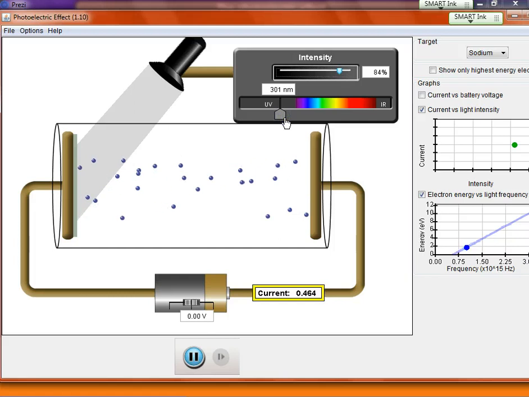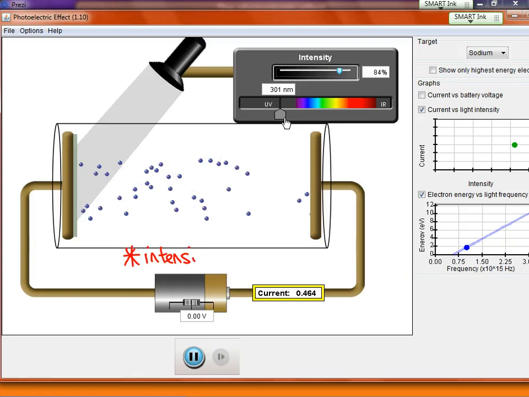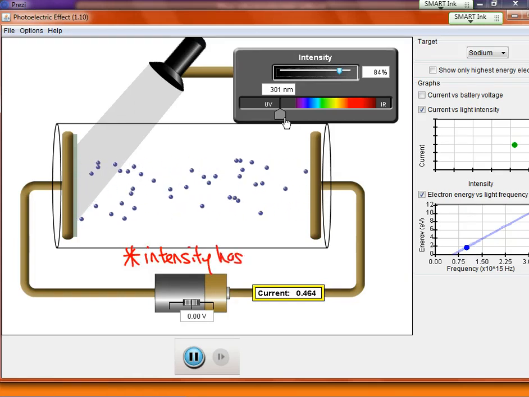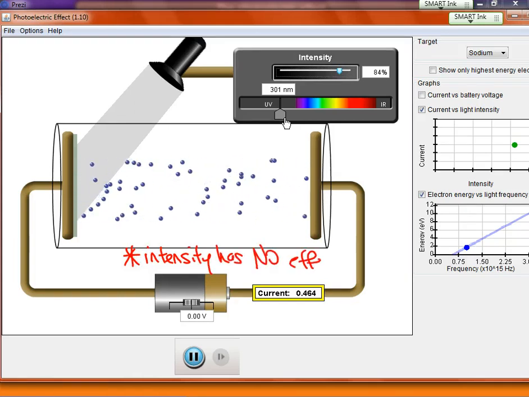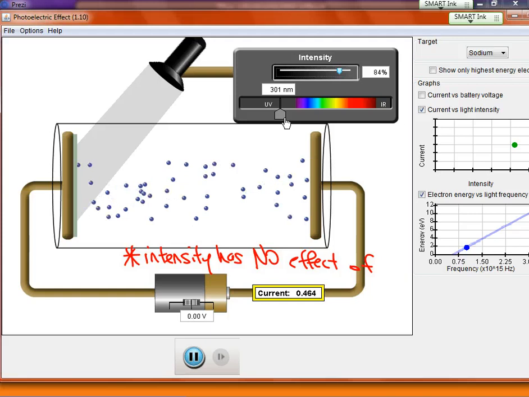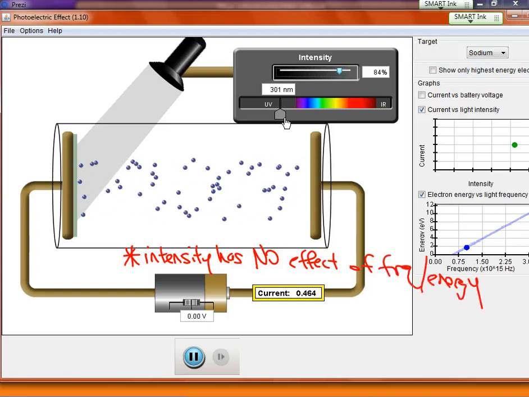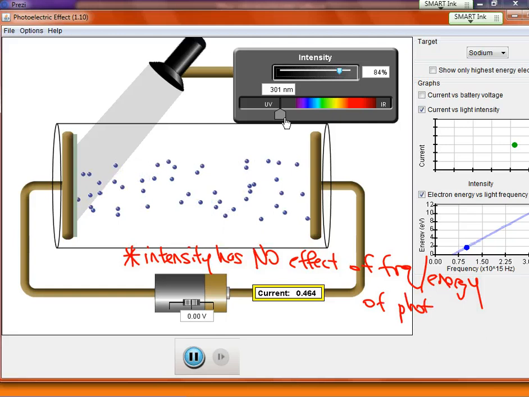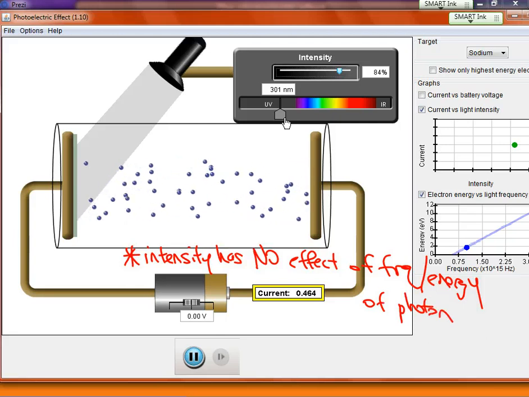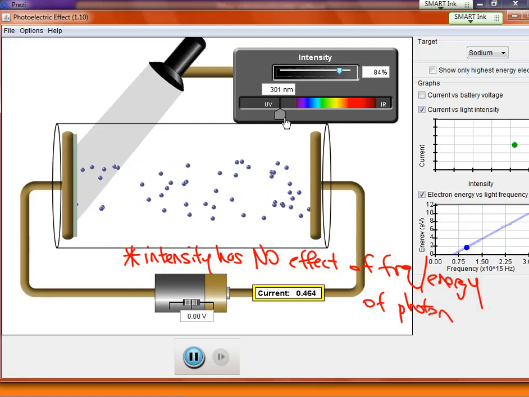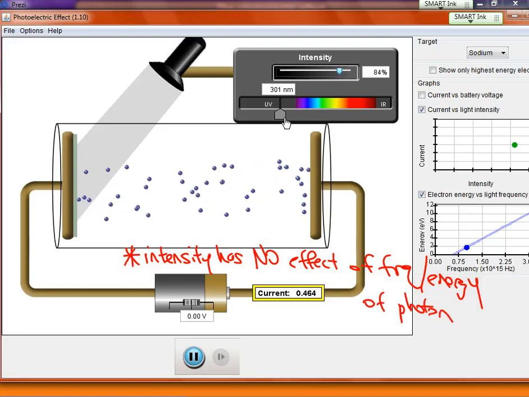by changing the frequency. So I'll make a note here. Intensity has no effect on the frequency or energy of the photon. Okay, it's only equal to the number of photons that are present.